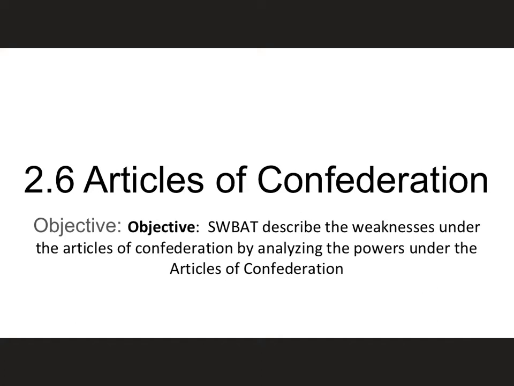So the Articles of the Confederation were the first form of government underneath the colonies' independence. After the colonies declared independence against Great Britain, and before we even really won the Revolutionary War, the Articles of Confederation were put together to help run and create a government for the colonies.